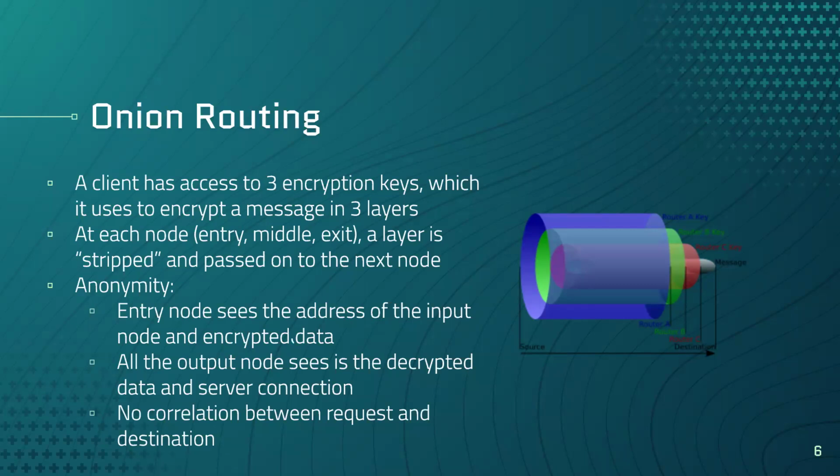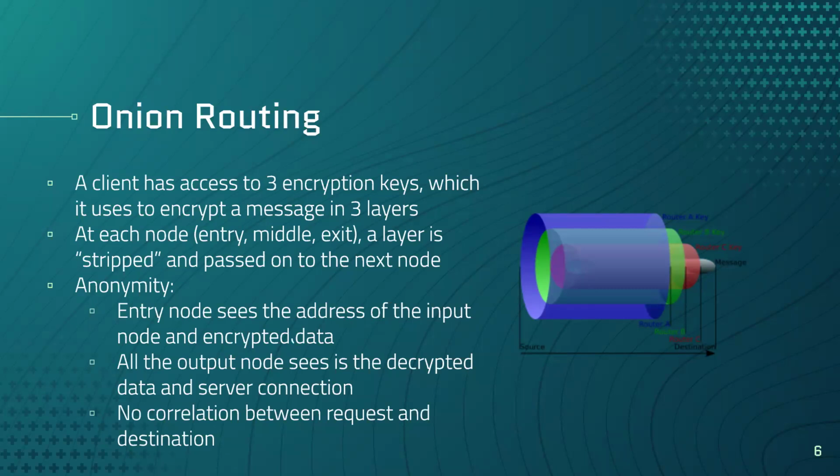And this doesn't have to be 3 layers. It could be as many layers as you want. The idea is for every layer of encryption, there's another hop in the chain. The problem with that is as you increase the layers of encryption and the number of hops, the speed of the connection decreases significantly because, well, I should say the latency.